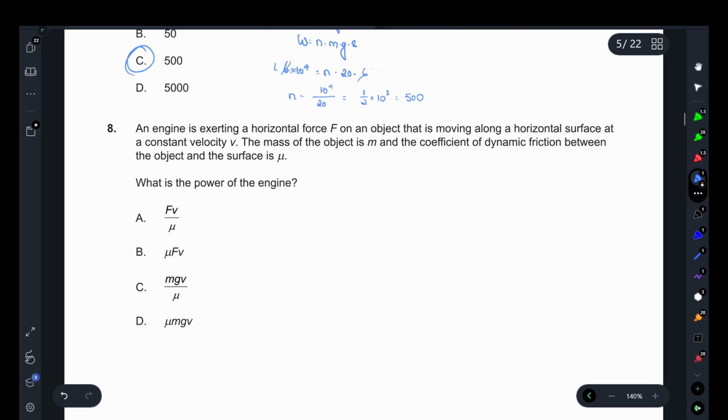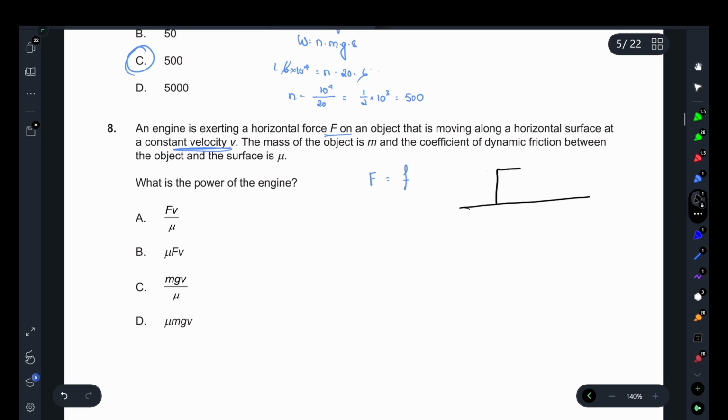Moving on to question number 8. An engine is exerting a horizontal force F on an object, and it's moving along at a constant velocity v. Know that when you have a constant velocity, there is no acceleration on the object, which means that your force is equal to frictional force. This might make more sense if we were to draw out a diagram. Let's pick a different color for this.